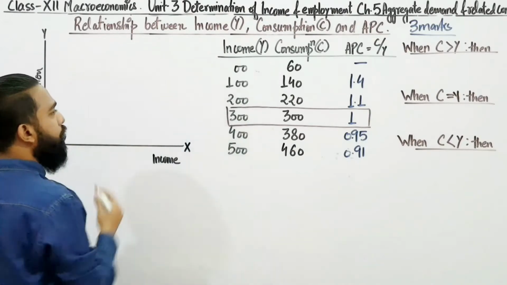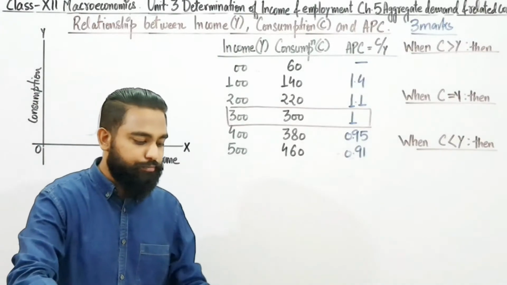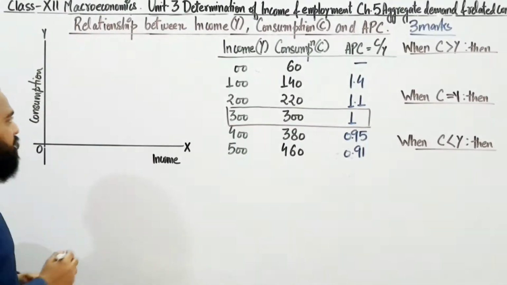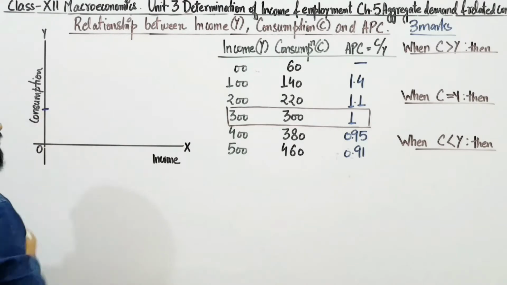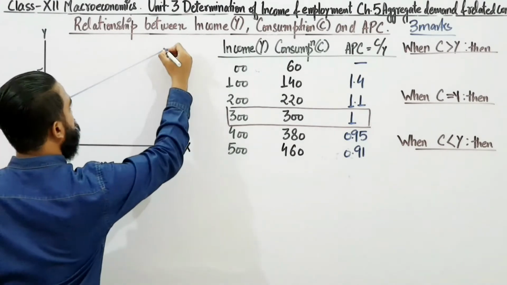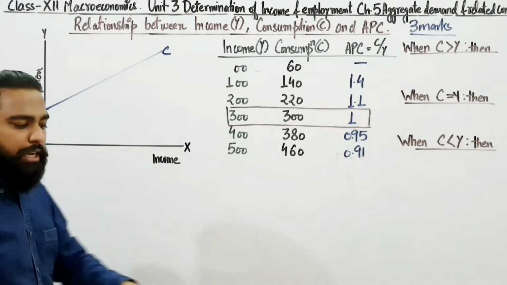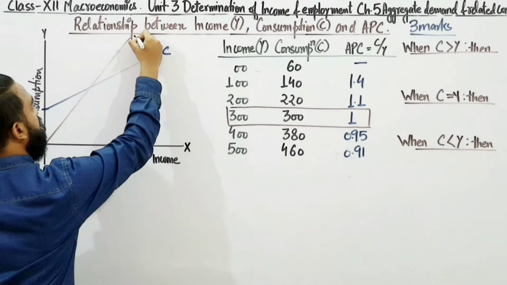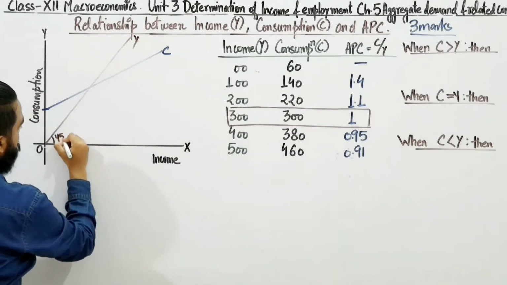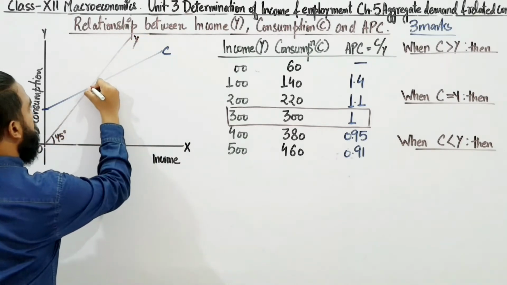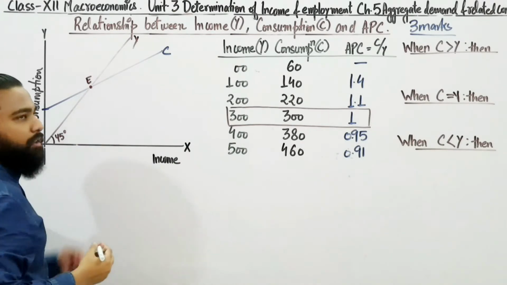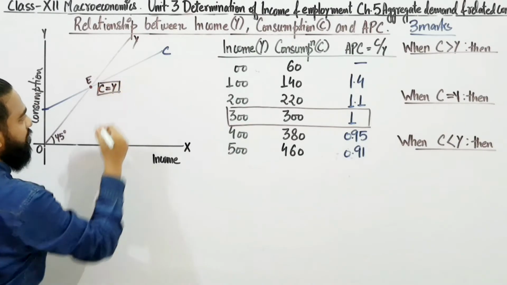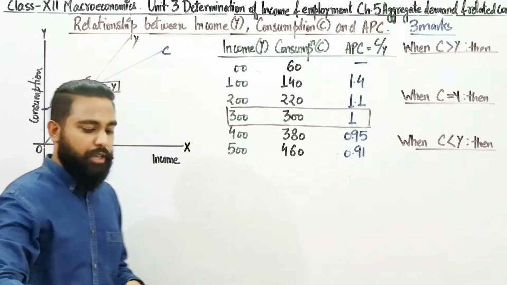Now we need to draw a diagram also. For that you need a consumption curve. You can take this point here, 60, and draw a consumption curve. This is your consumption curve. Now you need an income curve which will be at a 45 degree angle, and this is your income curve of 45 degree angle. Now this is a point which is equilibrium. This point means C is equal to Y. You must remember these things.